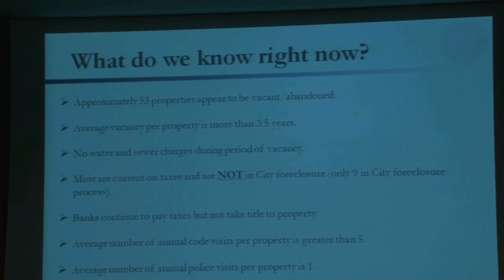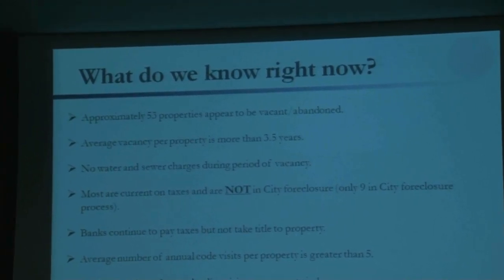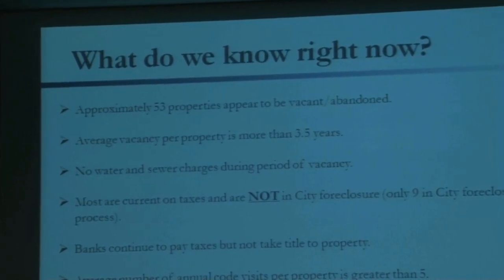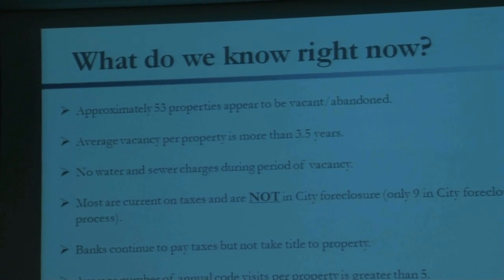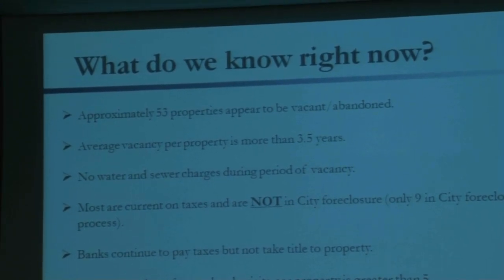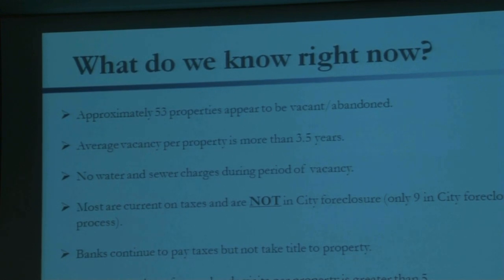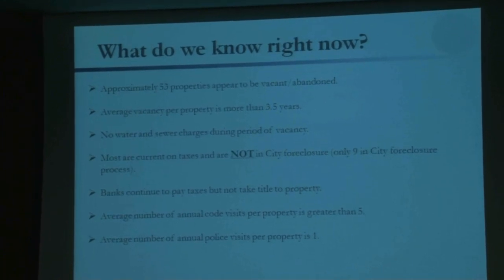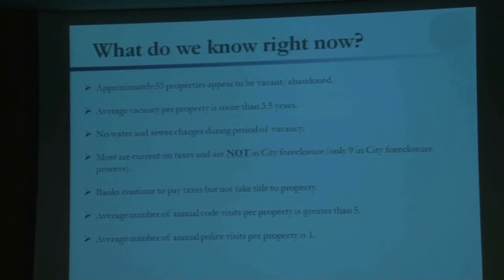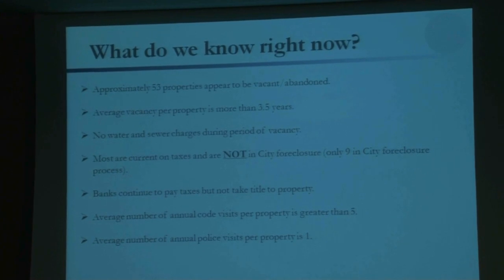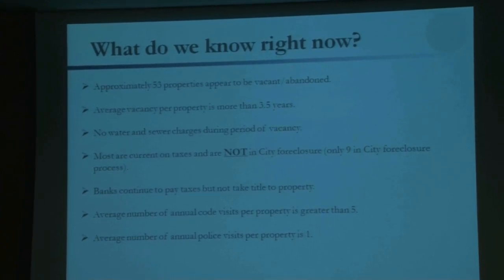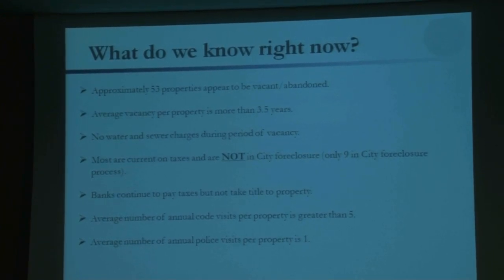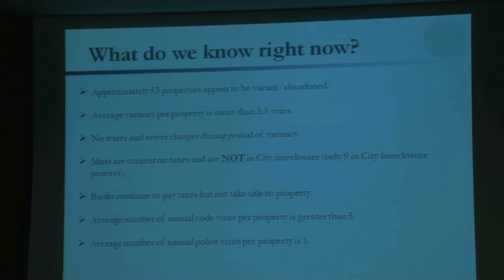So this is what we know right now. We have about 53 properties that appear to be abandoned or vacant, roughly. The average vacancy per property is 3.5 years, and that again is determined by the water usage. No water and sewer charges, obviously, during the vacant period. Most are current on their taxes. This is part of the reason why we developed this information, because this is a little different than what people typically think when they think of an abandoned or vacant home. Why and how can they be current on their taxes? In fact, only 9 are currently in the city tax foreclosure process. That's about 17%.